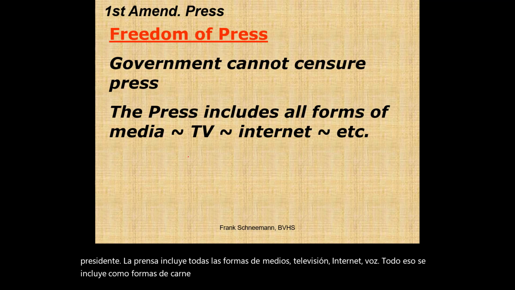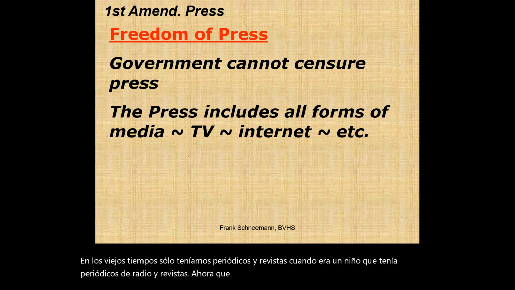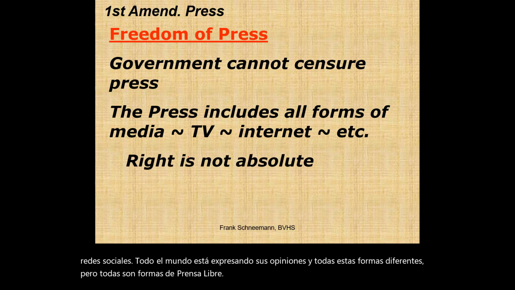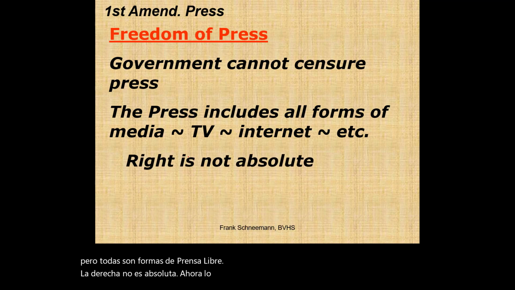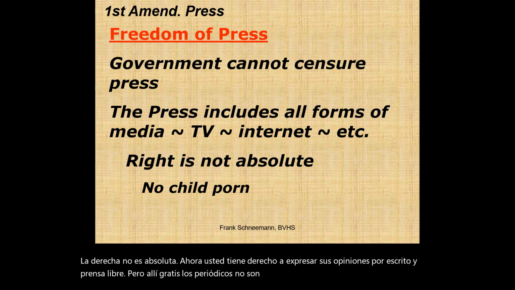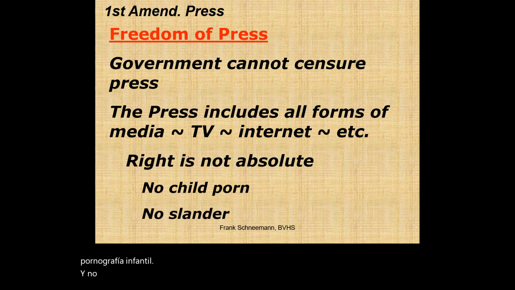In the old days, we only had newspapers and magazines. When I was a kid, they had radio, newspapers, and magazines. Now it includes the internet, TV, all kinds of things, social media. Everybody's expressing their opinions in all these different forms, but they're all forms of free press. The right is not absolute. You have a right to express your opinions in writing and in the free press, but for example, you can't have any child pornography, and you can't slander someone. So those are limitations on freedom of the press.